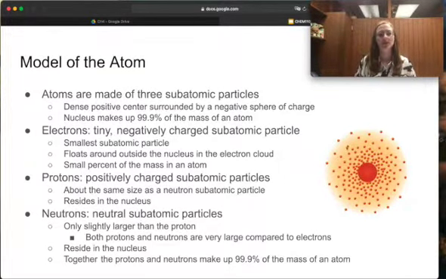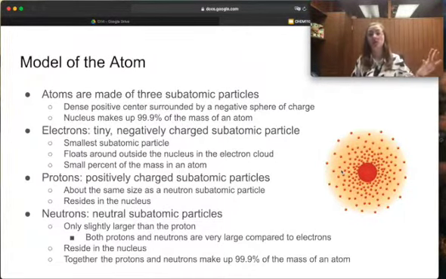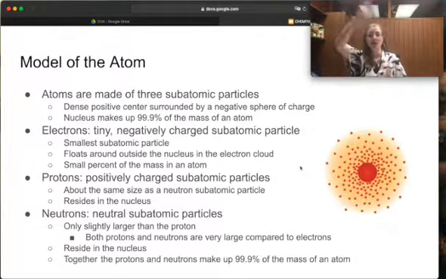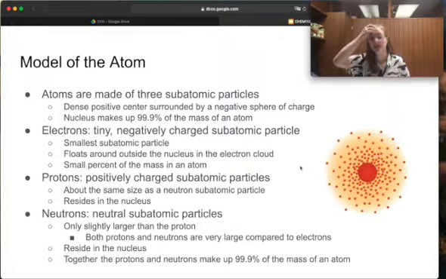And those electrons are going to be tiny negatively charged subatomic particles. They are by far the smallest. Remember that 99% of the mass is being taken up by this nucleus. So every single electron around the outside, all of them added up together, account for that 0.1%. They're super tiny in comparison, let me tell you. They float around the outside of the nucleus in the electron cloud, in that space around it. And again, they're a small percent of the overall mass of the atom. So lots of electrons flying around the outside.